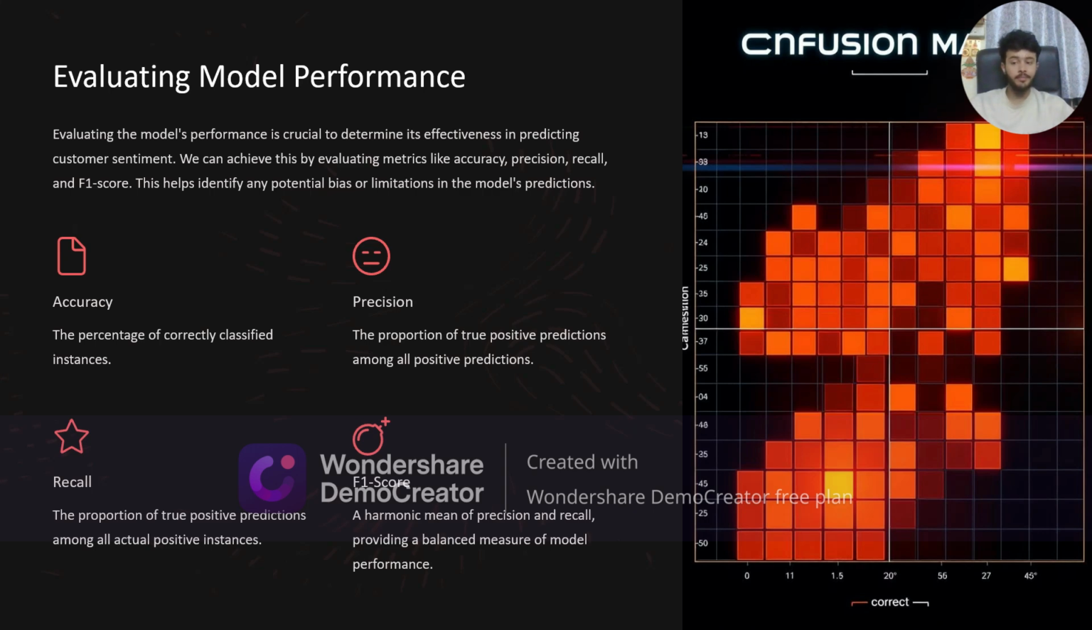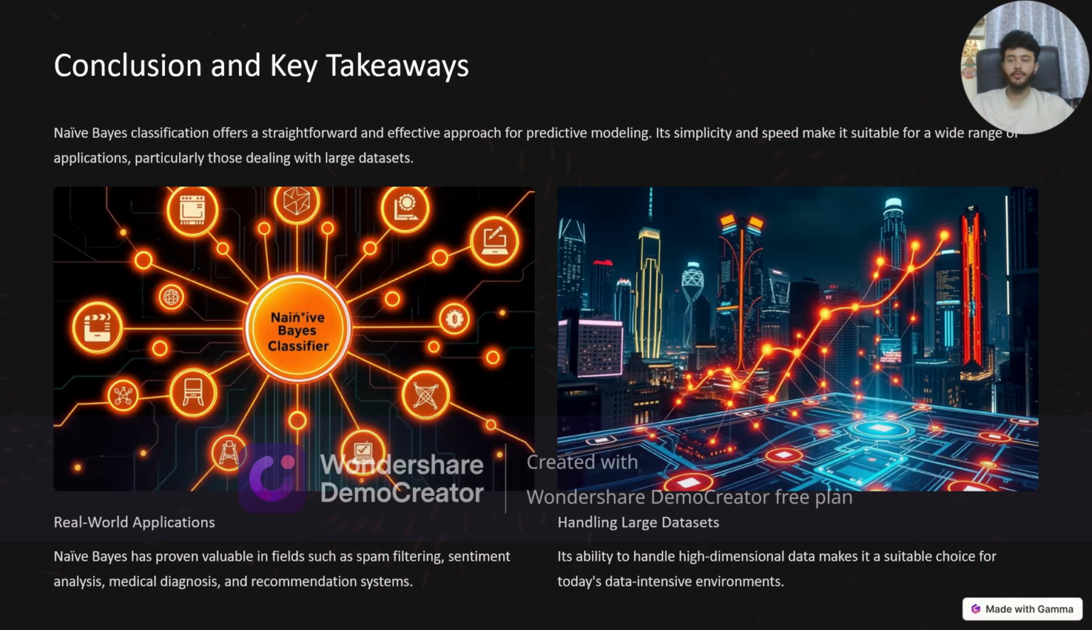The first is accuracy, the percentage of correctly classified instances. The second is precision, the proportion of true positive predictions among all positive predictions. Third is recall, the proportion of true positive predictions among all actual positive instances. The fourth one is F1 score, a harmonic mean of precision and recall, providing a balanced measure of model performance.